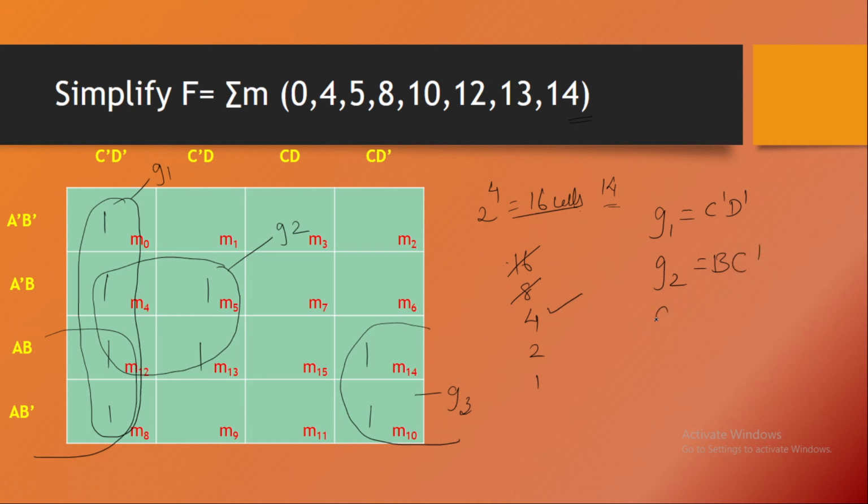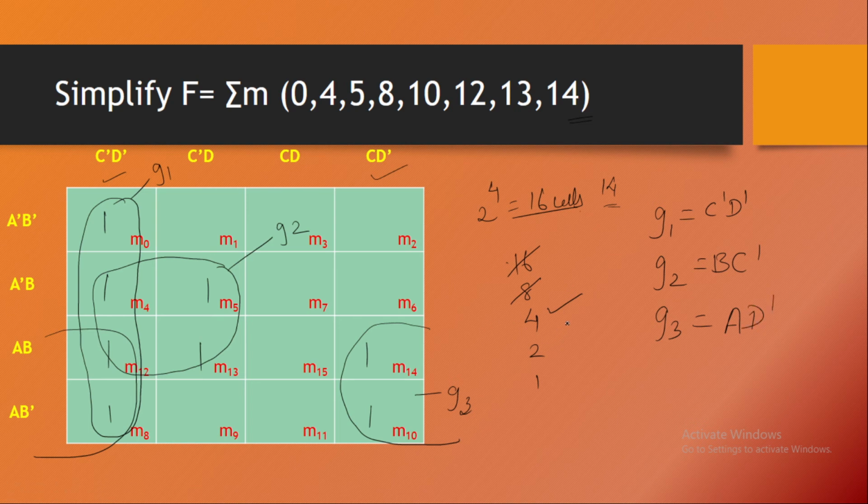Okay. Taking group 3, I have to consider M14, M10, M12 and M8. So I have to consider the last 2 rows and the first column and the last column. When I consider the last 2 rows, it is AB plus AB dash, which is nothing else but A, into the column values C dash D dash plus CD dash, which is nothing else but D dash.